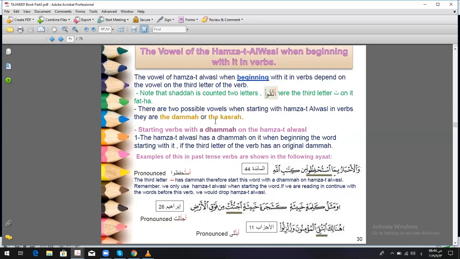There are two possible vowels when starting with Hamzat al-Wasl in a verb. They are the Dhamma or the Kasra. So when you have Hamzat al-Wasl at the beginning of the verb, it will be with Dhamma or with Kasra. Starting a verb with the Dhamma on the Hamzat al-Wasl: it has a Dhamma when beginning the word if the third letter of the verb has an original Dhamma.